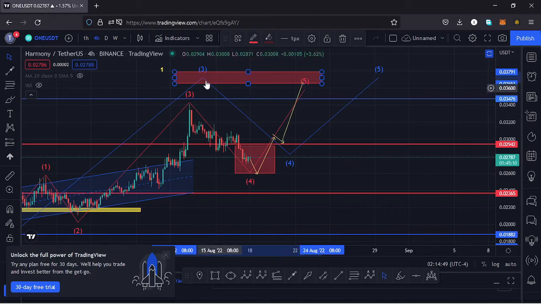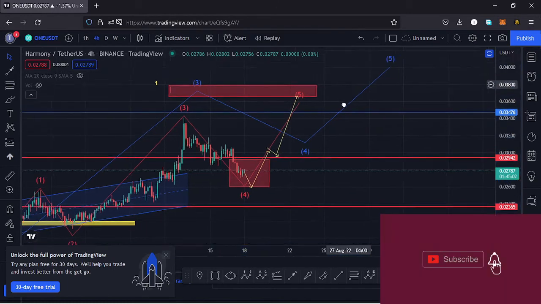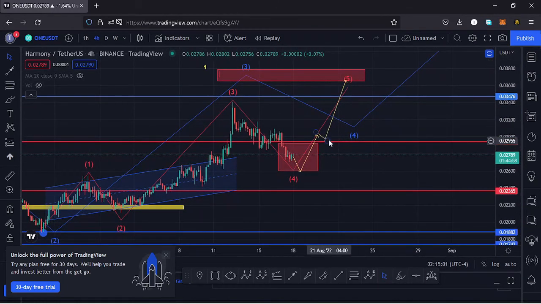And once that plays out, I will expect another retracement to the lower side in the formation of a higher Elliott wave count 4, then continue pushing higher in the formation of a wave 5 to complete a higher Elliott wave count 1. So let's be patient and see how that plays out.